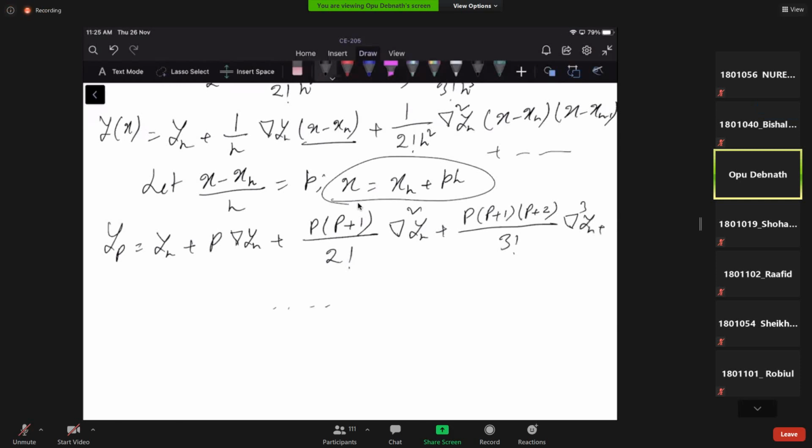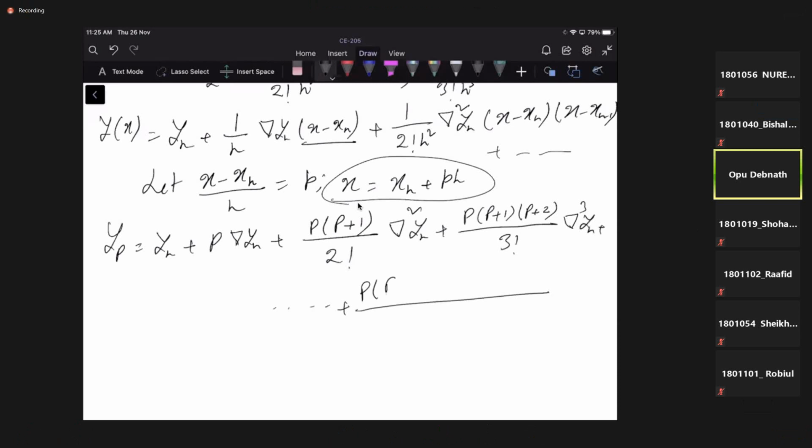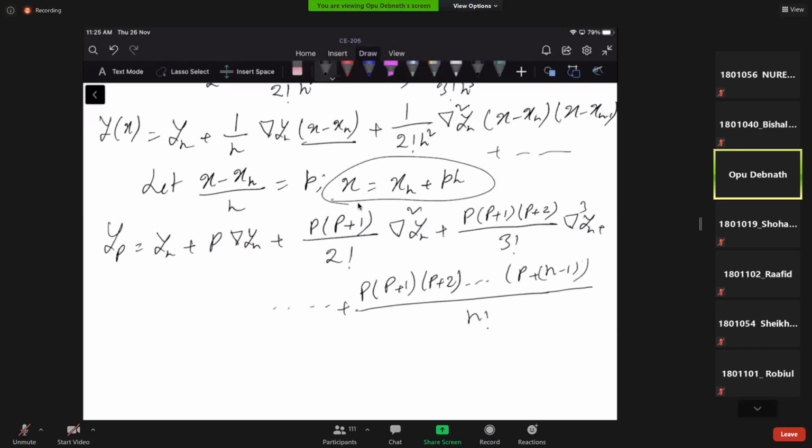Again there is a harmony in this equation, so you can simply remember it, and the last term will be p(p plus 1)(p plus 2) dot dot (p plus n minus 1) divided by n factorial multiplied by nabla n yn. Okay, that means the first term is p, then p into (p plus 1) by 2 factorial, and the next one p(p plus 1)(p plus 2) by 3 factorial, and so on.